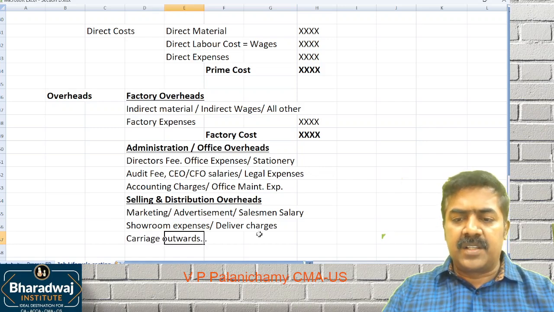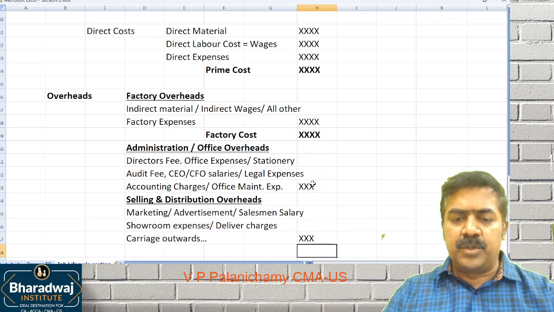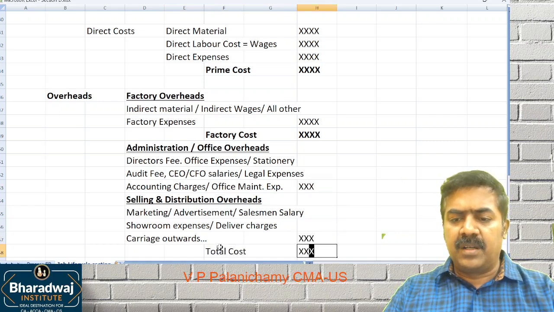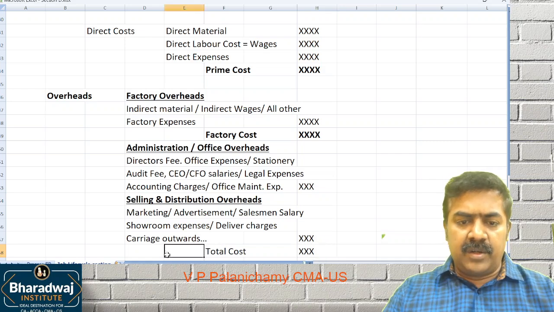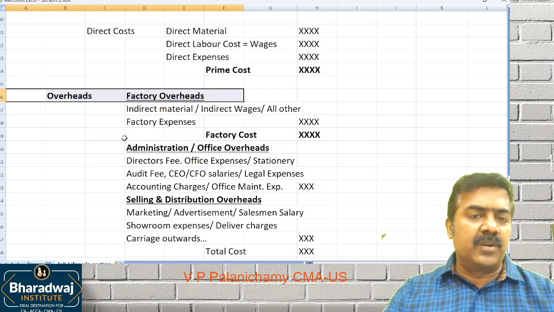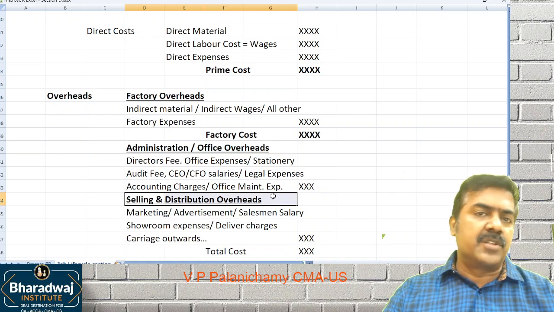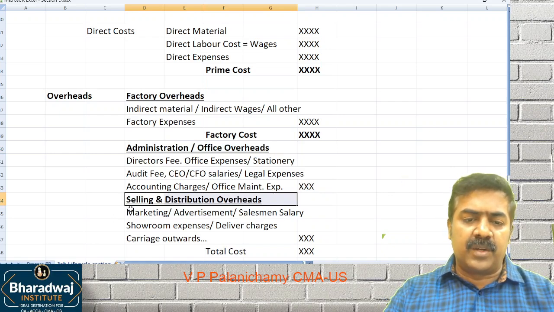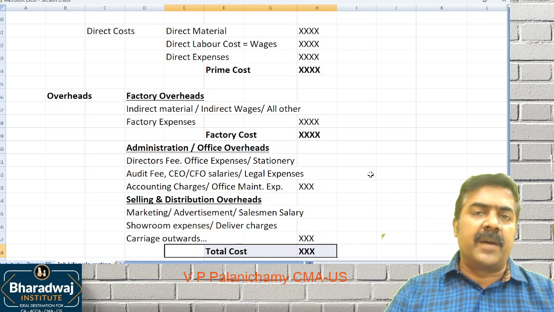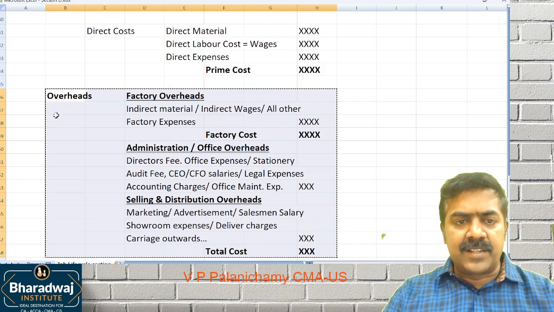All these are called as what? Selling and distribution overheads. Add administration and selling and distribution overheads. You get which one? Total cost. Okay, so we understand overheads can be which one? Factory overheads, administration or office overheads, selling or distribution overheads. Okay, we get the total cost of the product against which we compare the revenue to find out the profit or loss. So this is how the overheads are classified.